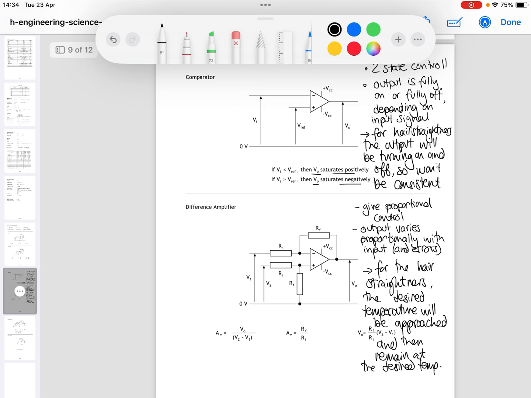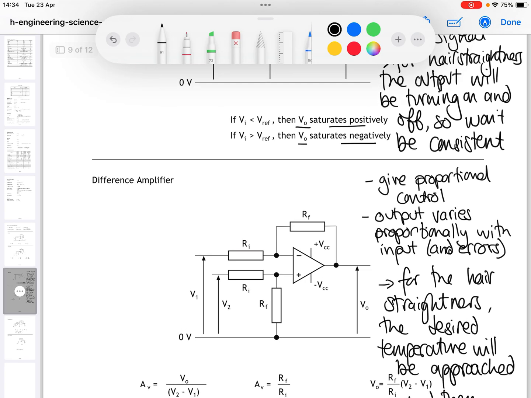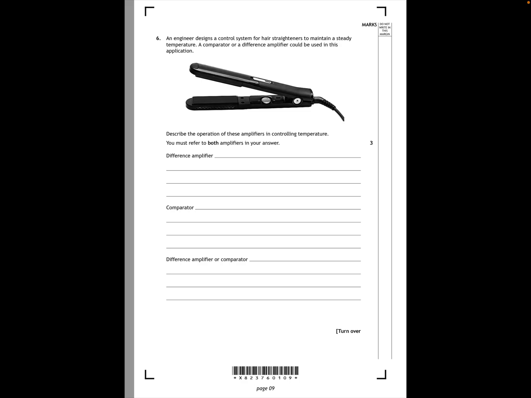And from those two op-amps there, you'll be able to work out the 3 marks. So popping those in there. Make sure that you refer to both of the amplifiers in the answer though, don't just give the reasons for one.